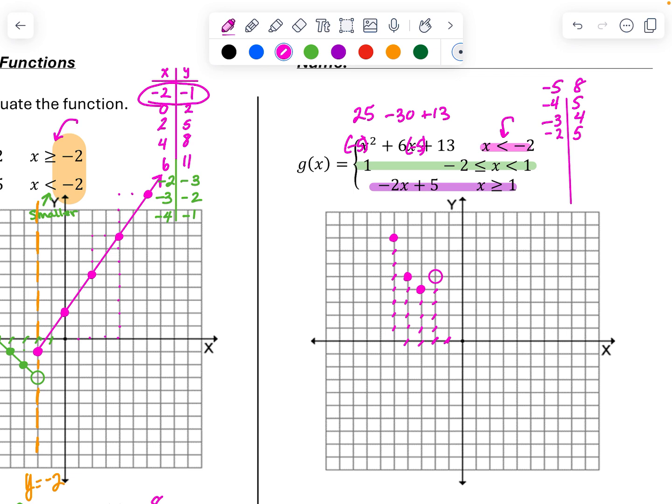So this graph is a quadratic, so it's parabola in shape, and it's going to do this. Let's get rid of all these count marks.